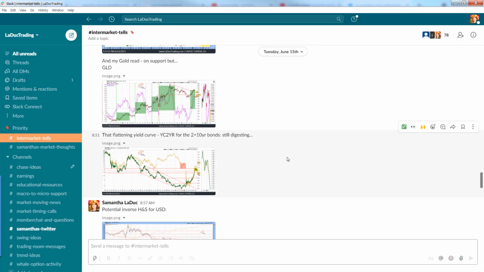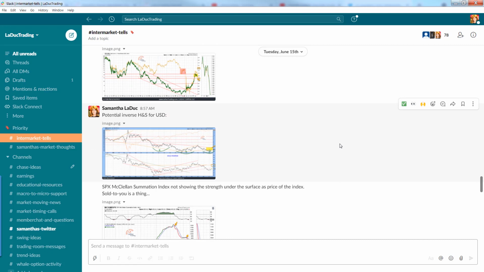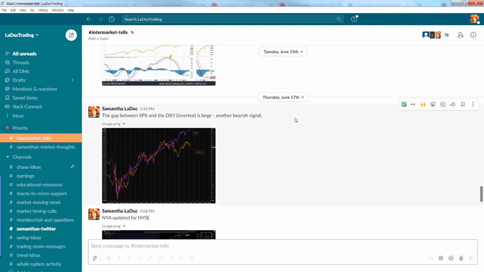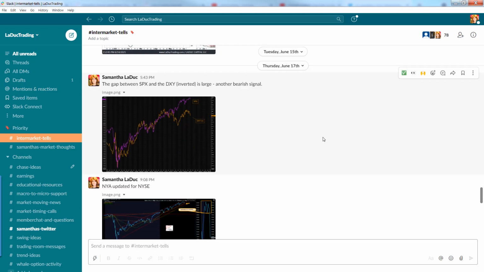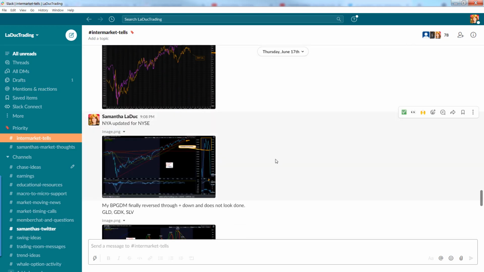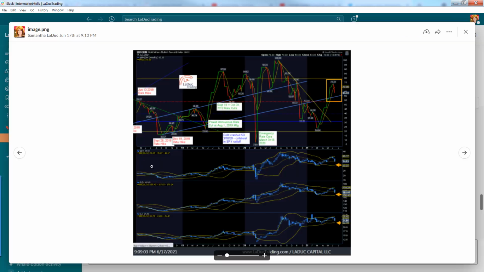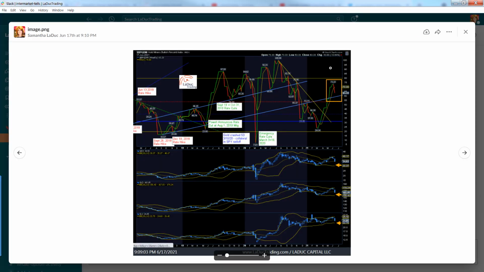So XLE was absolutely at an area where I said, hey, careful. We still have divergence under the surface with SPX. We definitely have some gaps between the dollar and the market. We have risk coming in. And this was my bullish percent index for gold miners. We had extended here and I was expecting a retrace down to this level. And by the way, we got it.